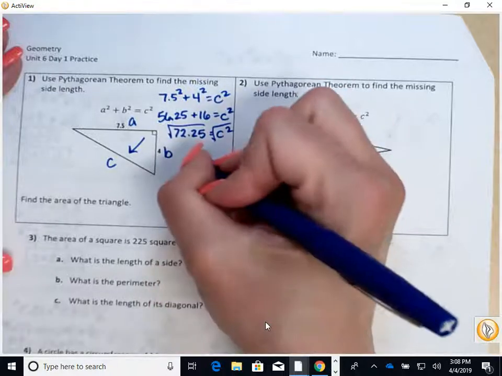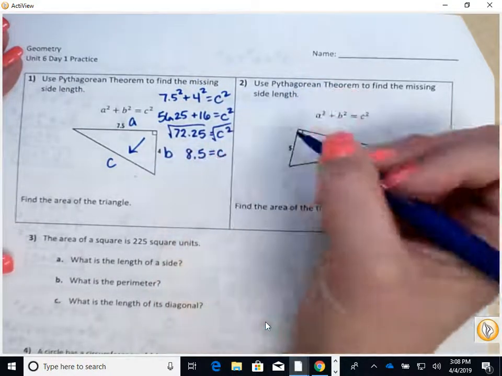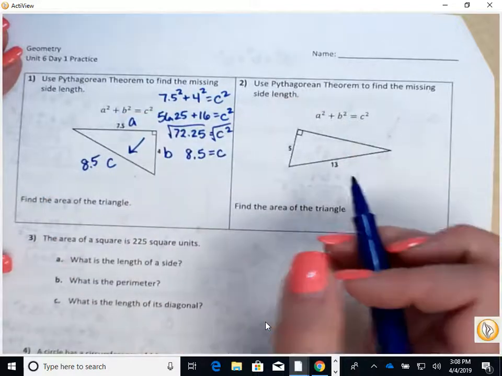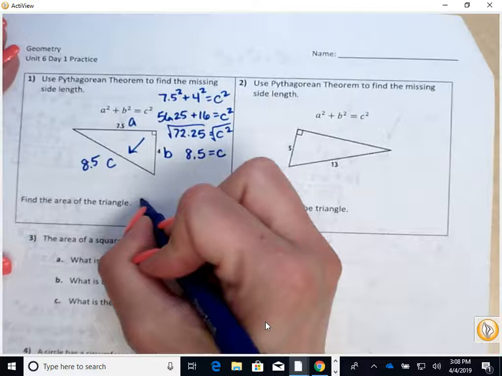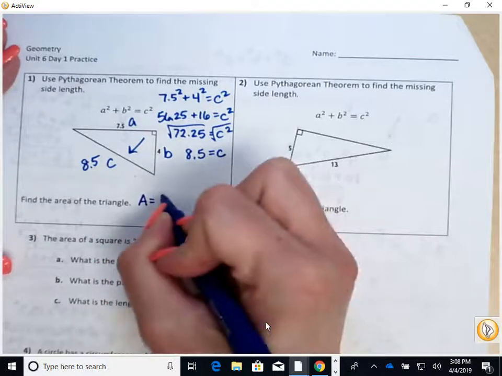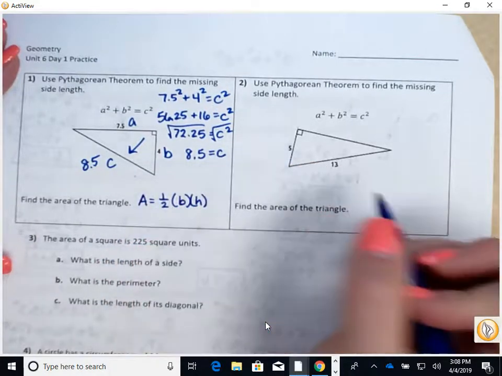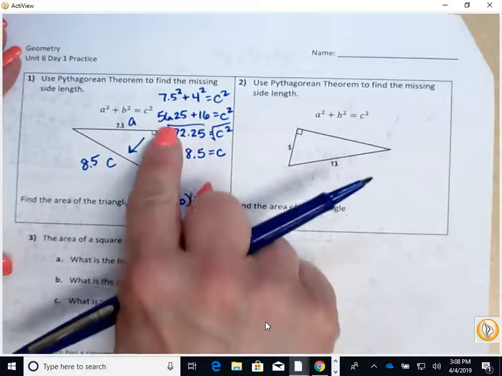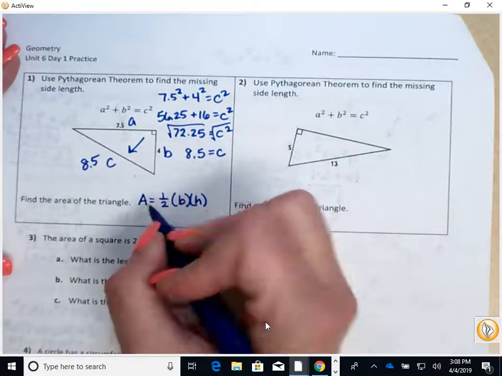And then that gives me 8.5 exactly for my C side. All right, so my hypotenuse side is 8.5. Now, they're asking down here for the area of a triangle. So in case you don't remember, the area of a triangle is 1/2 times the base times the height of a triangle. And the base and height of a triangle make a 90-degree angle where they meet. So we can call one of these the base and one the height. It does not matter which. We're going to end up using both anyway.